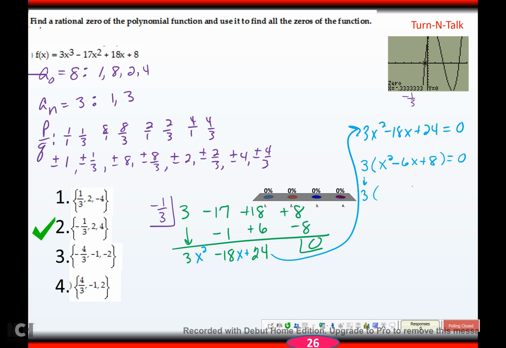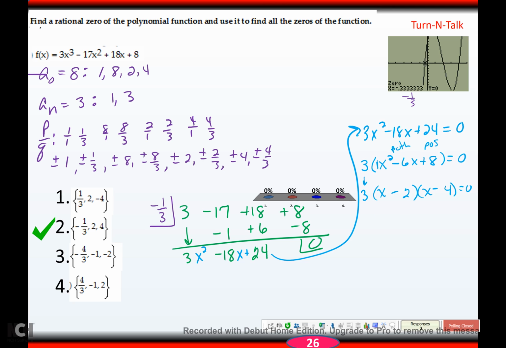Keep the 3, factor the trinomial. Should be easy. A is 1, x and x. Factors of 8 that make 6 would be 2 and 4. C is positive, which means they both get the middle sign.